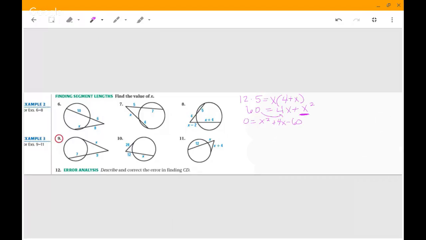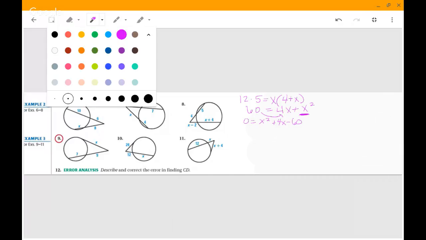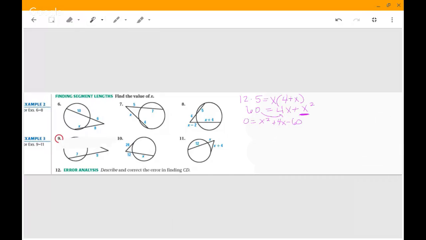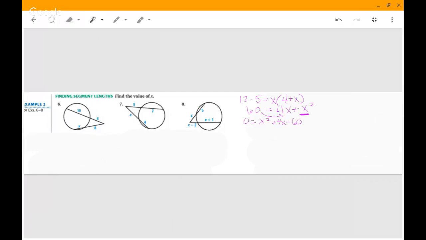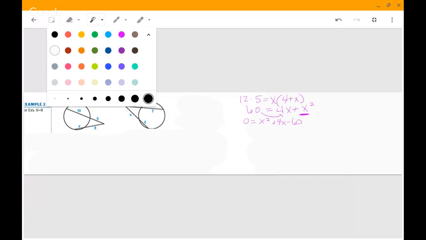Let me white out some of this other stuff so I'll have some more room. It's not a perfect system, but it works okay.